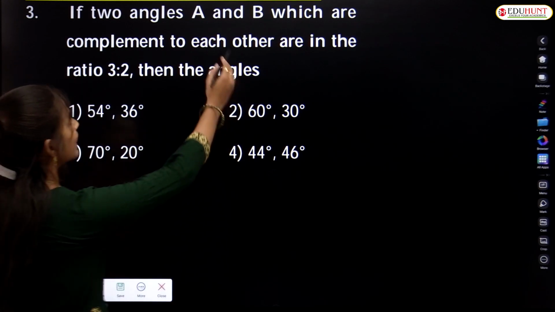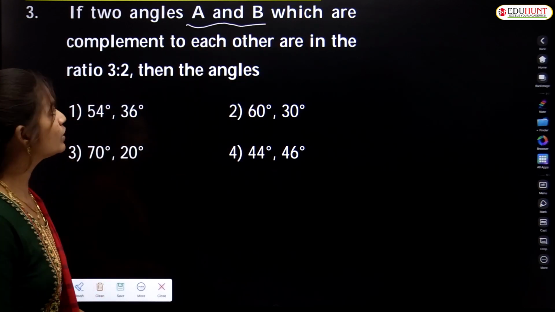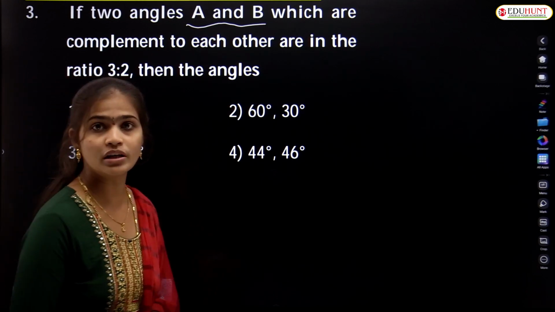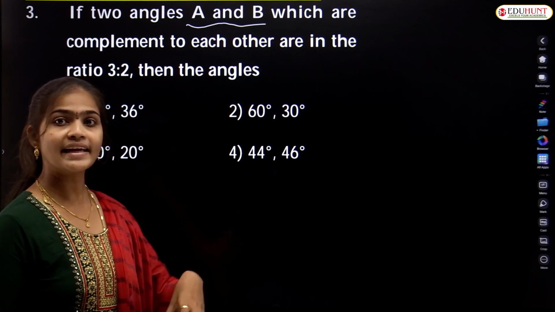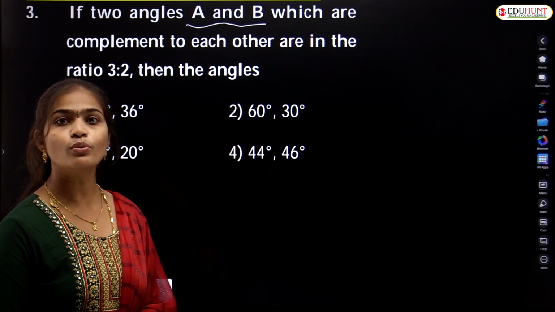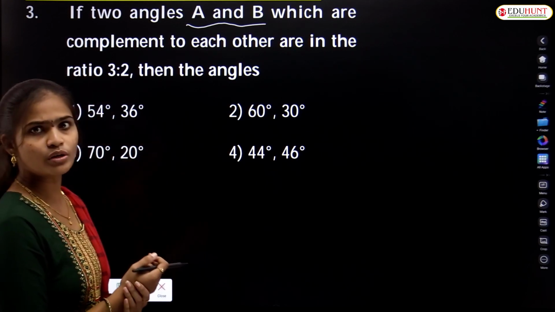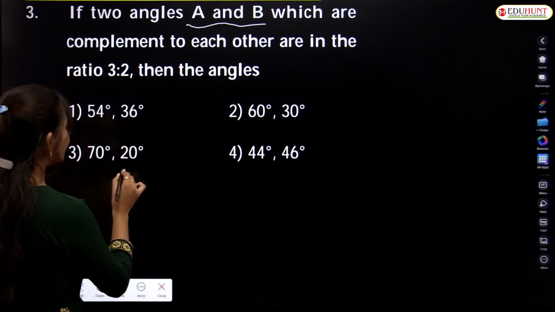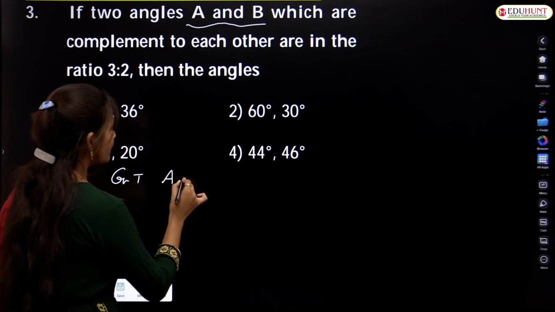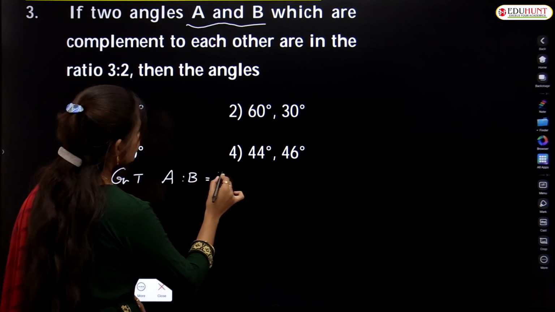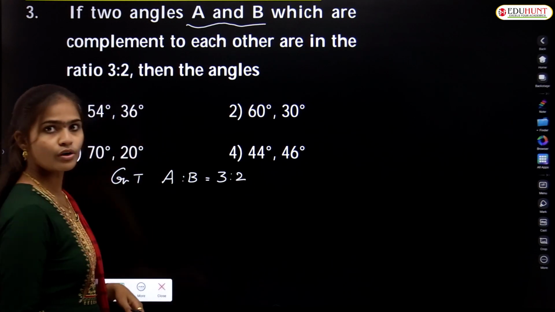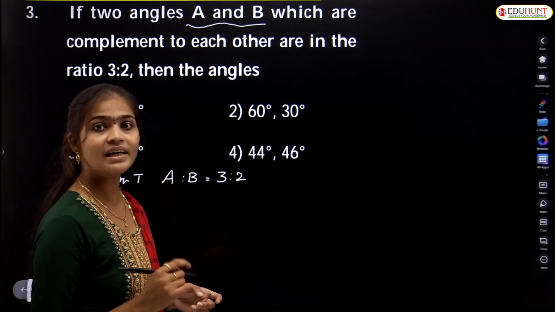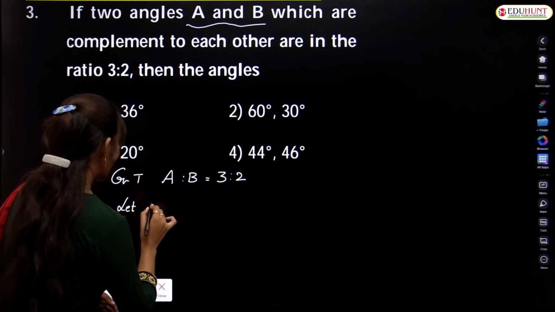If two angles A and B are complement to each other and they are in the ratio 3:2. So here they didn't directly give those two values, but they gave the ratio of those two angles. Okay, so what is that ratio? A and B are two complementary angles they are saying. So A is to B, the ratio of those two angles, is 3:2. Let us take that the angle ratios are given, but the angle we don't know, right? So let the angle be some x.